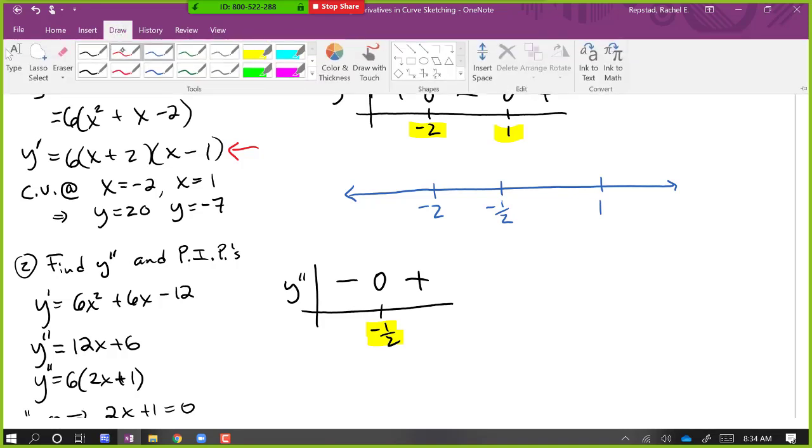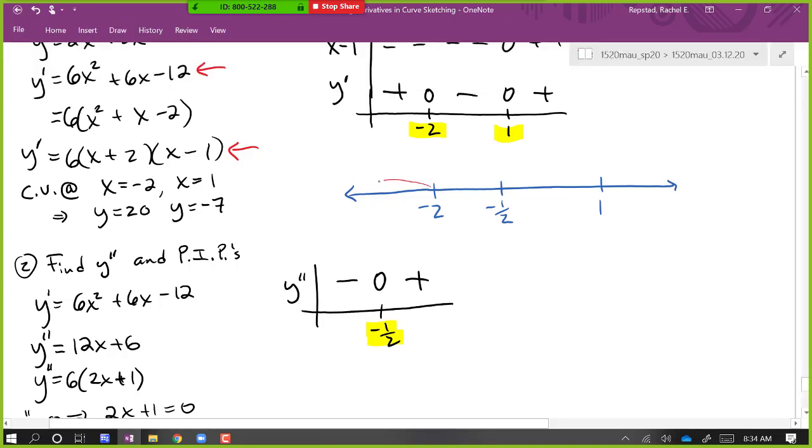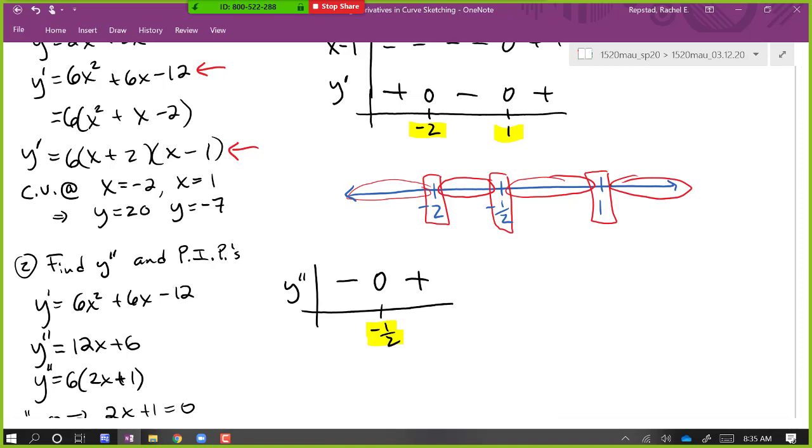So what I'm going to do is have an interval for all the values less than negative 2. I'm going to have a row for that interval. I'm going to have a row for this value. I'm going to have a row for the interval in between those two values. I'm going to have a row for that value. I'm going to have a row for the interval in between those two values. I'm going to have a row for this value. And then finally, a row for the interval going from 1 to infinity. So we're going to have 1, 2, 3, 4, 5, 6, 7 rows here.